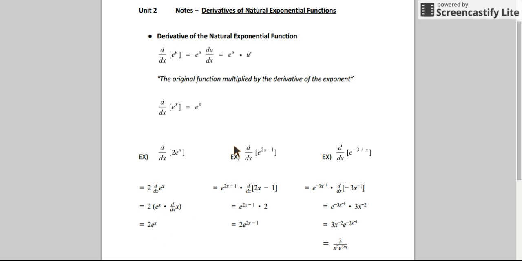It gets a little bit trickier when that exponent has more going on. So combinations of other derivative rules. Let's find the derivative of e raised to the 2x minus 1. The derivative is going to be itself times the derivative of the exponent. So the derivative of 2x minus 1 is 2. Multiply everything back together. The derivative of this function is 2 times e raised to the 2x minus 1 power.